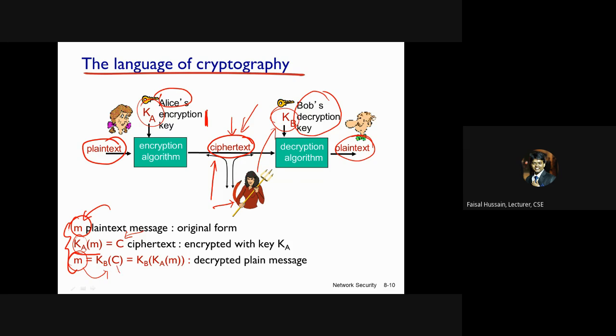So it will spit out the actual message: KB of KA of M. You can assume that KB is removing the encryption part, and the message will be extracted out. So that's how any representation is normally given. We will see that later on.